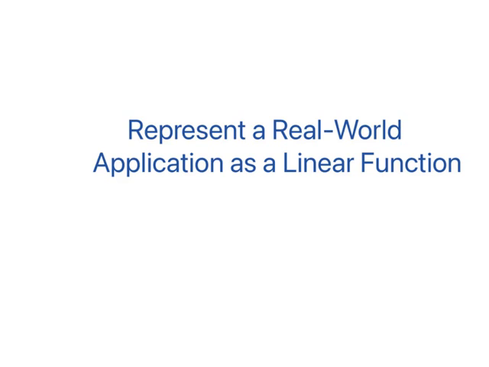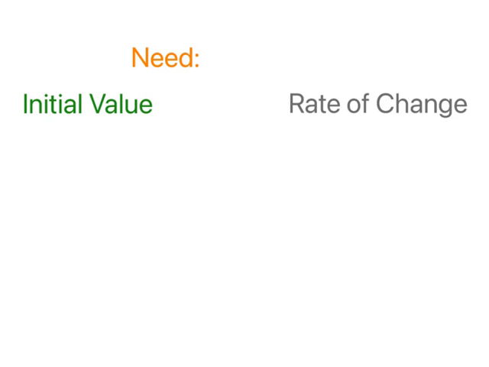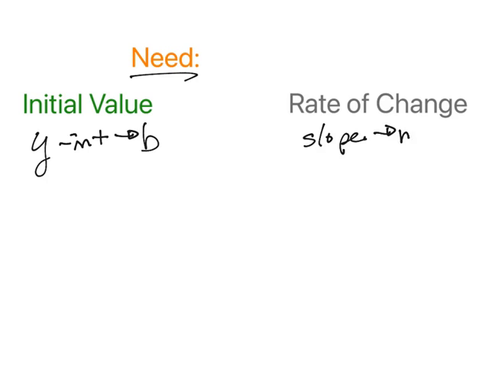Represent a real-world application as a linear function. To do this, we need two things. First, we need an initial value, because our initial value will take the place of the y-intercept, which we know in our equation is the value of b. And we need the rate of change, because the rate of change is the slope, which we know in our equation is m. And then we can write our linear function as f of x equals mx plus b.